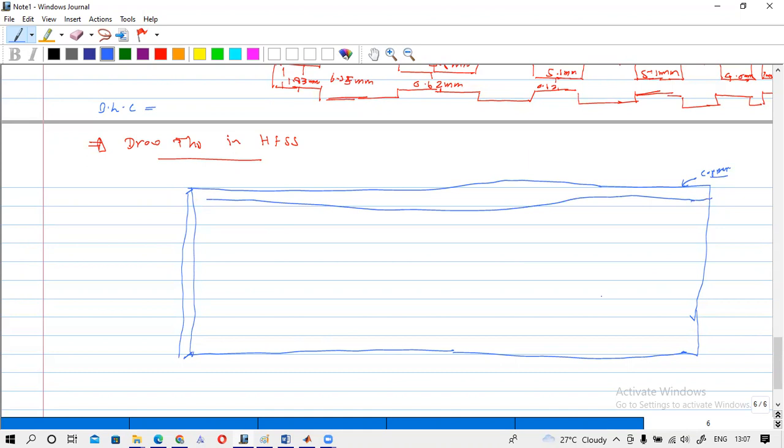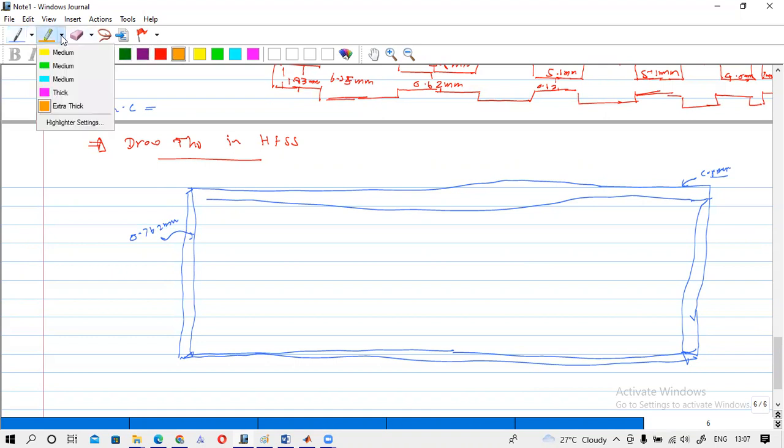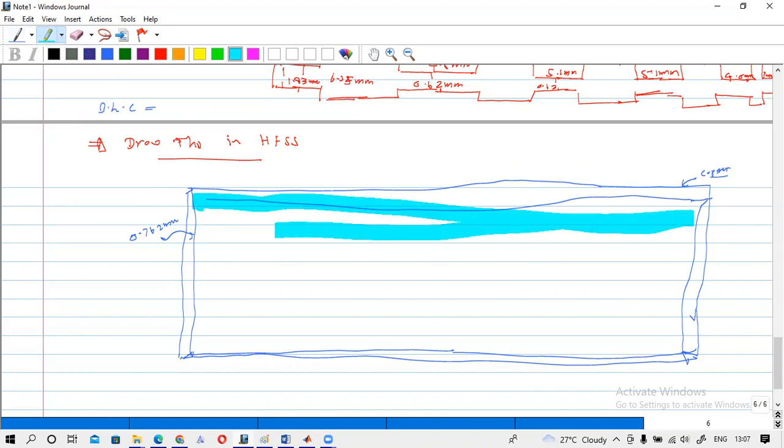Okay, here like this. You can draw a box, and the thickness of that box should be 0.762 millimeter. What is this? This will be your dielectric material.